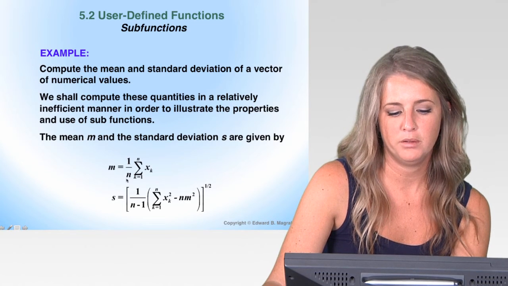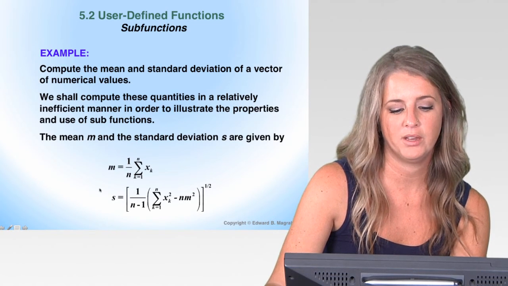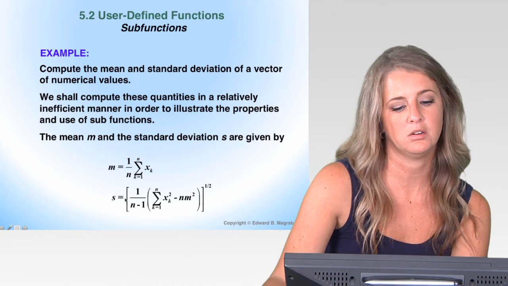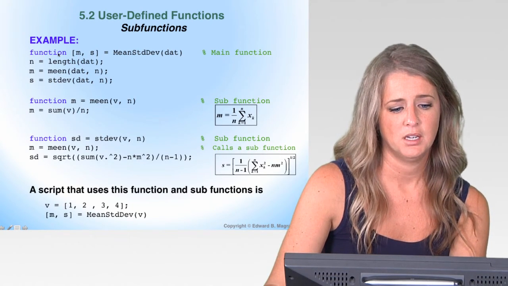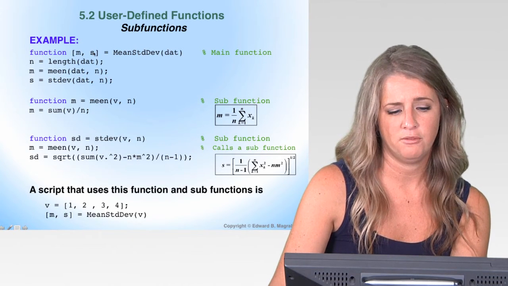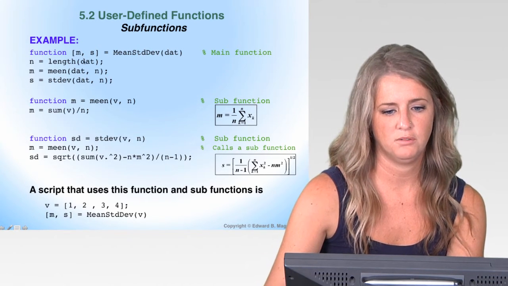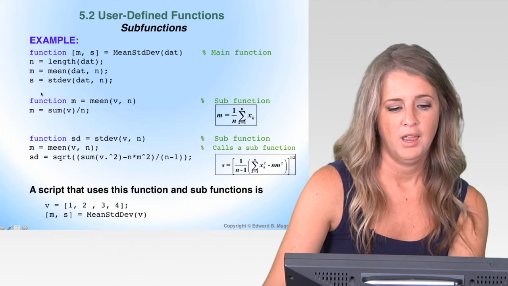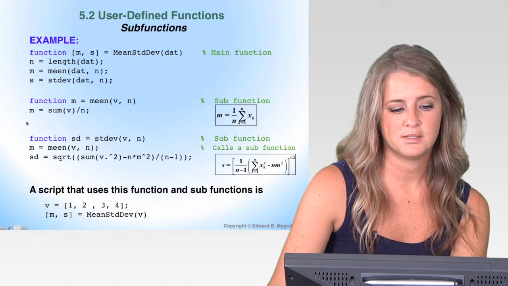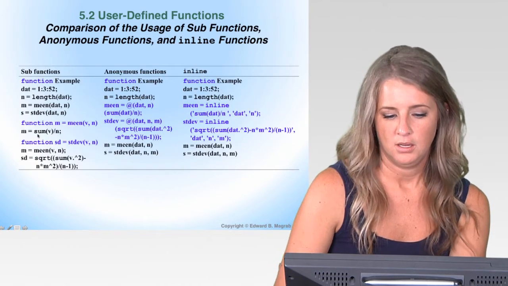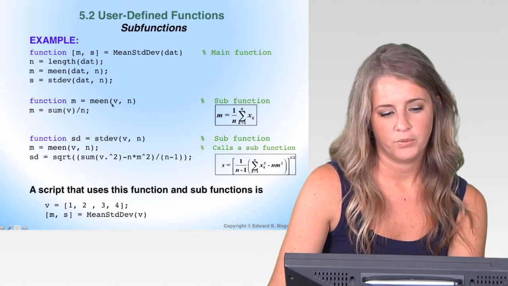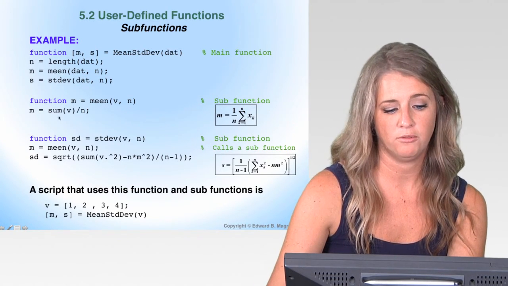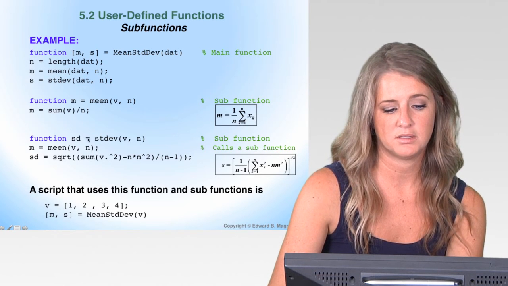We have m, which is going to compute the mean, and then we have s, which is going to compute the standard deviation. So here's an example of the syntax. This here is our main function, the function for mean, standard dev, and these here are sub-functions, okay? So we have function mean, that is going to compute our mean for us, and then standard dev is obviously going to compute our standard deviation.